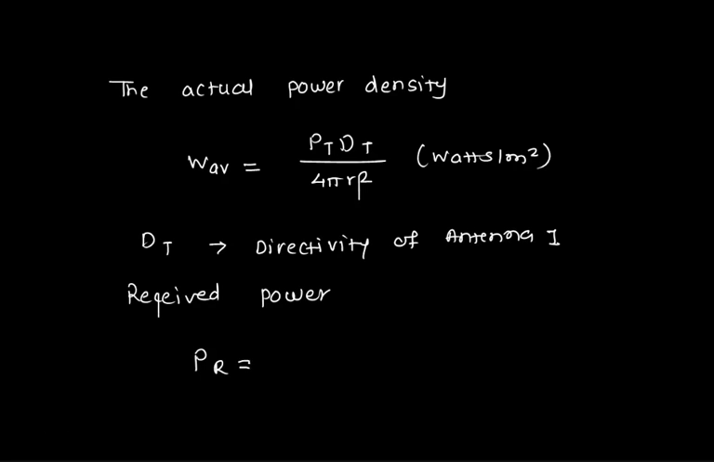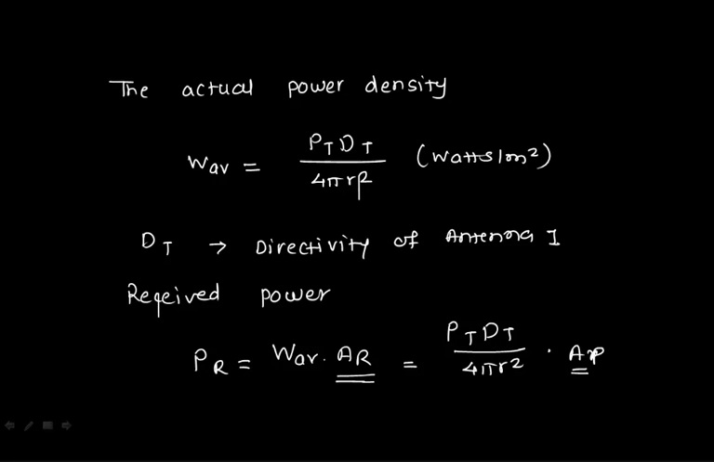PR is equal to W average into AR. So this is nothing but the effective aperture of your receiving antenna. So it will be PT DT divided by 4 pi R square into the effective aperture of the receiving antenna. Let us denote it with this one. If I'm interested in DT AR, then I can say this will be PR by PT into 4 pi r square. So I have got the relationship here: DT AR is equal to PR by PT times 4 pi r square.